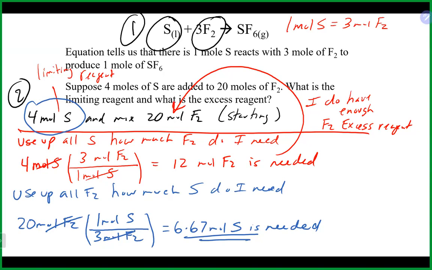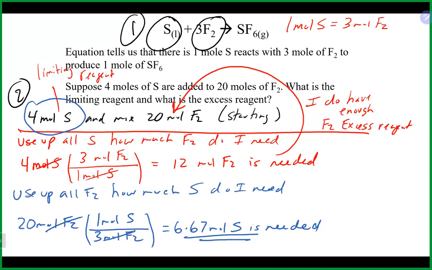Any questions on those calculations? You do not need to do both. You could choose either one. They both will tell you basically the same thing. So this is important because now that I know that my sulfur is the limiting reagent, that is the one that's going to determine how much product we will produce.